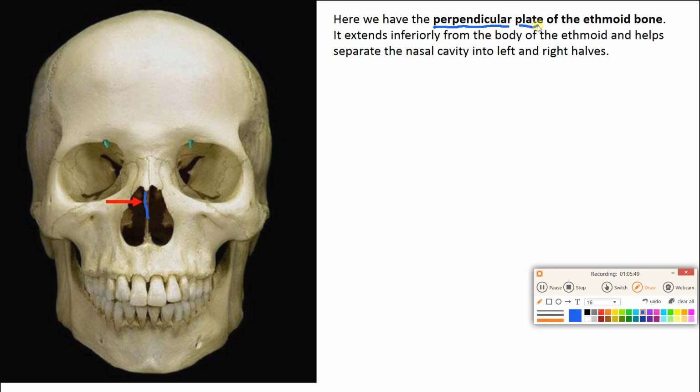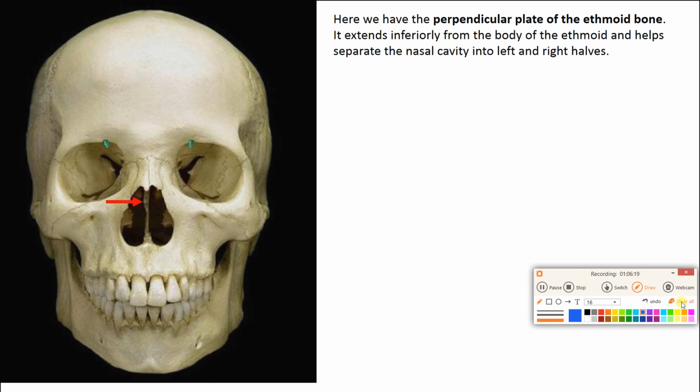This is going to come down off the main body of the ethmoid, and it is going to divide your nasal cavity into left and right halves. So the perpendicular plate of the ethmoid bone, in fact, is helping to form your nasal septum. It produces your superior nasal septum. So this is also the ethmoid bone right here. We see it in the orbital cavity and we see it in the nasal cavity.